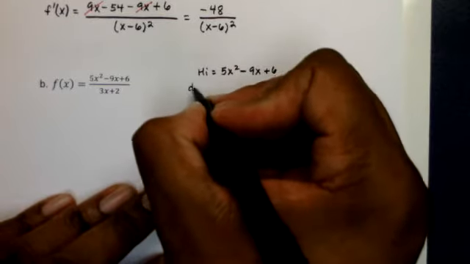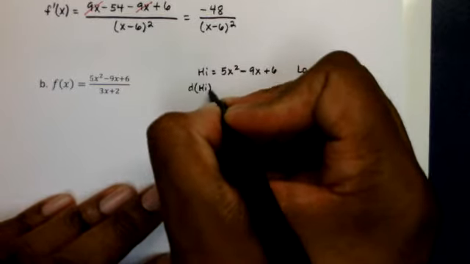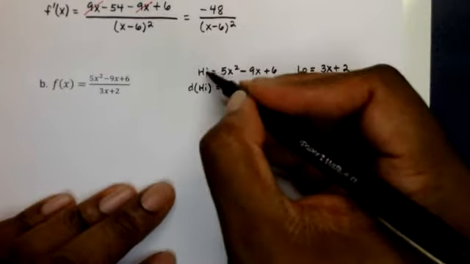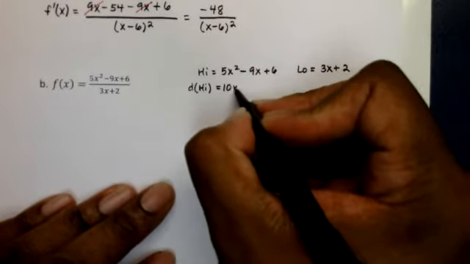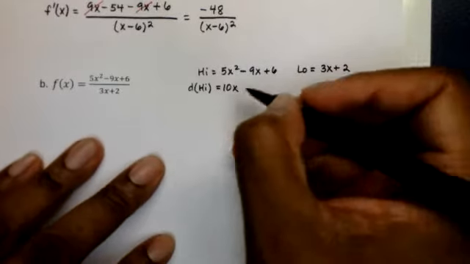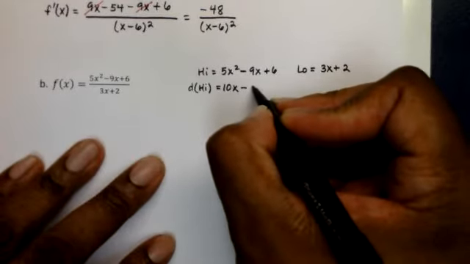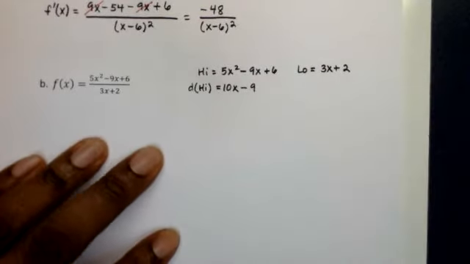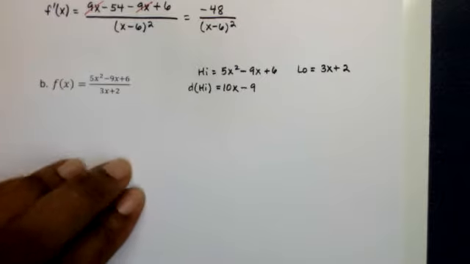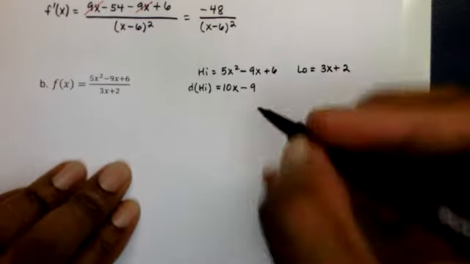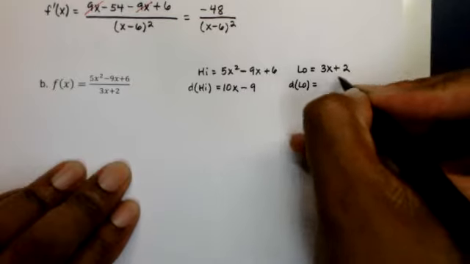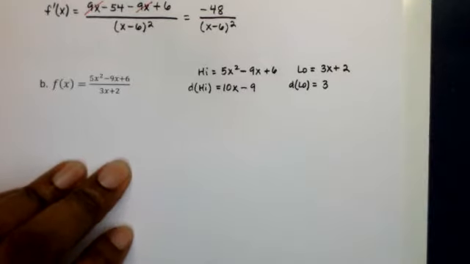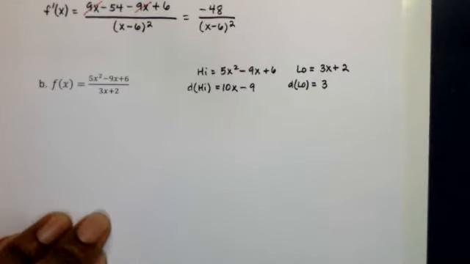So let's find d high. The derivative of the high, which would be 2 times the 5, that's 10. Bring over the x to the 1, minus 9. So d high would be 10x minus 9. Now for the derivative of the low. For 3x plus 2, its derivative is just going to be 3.